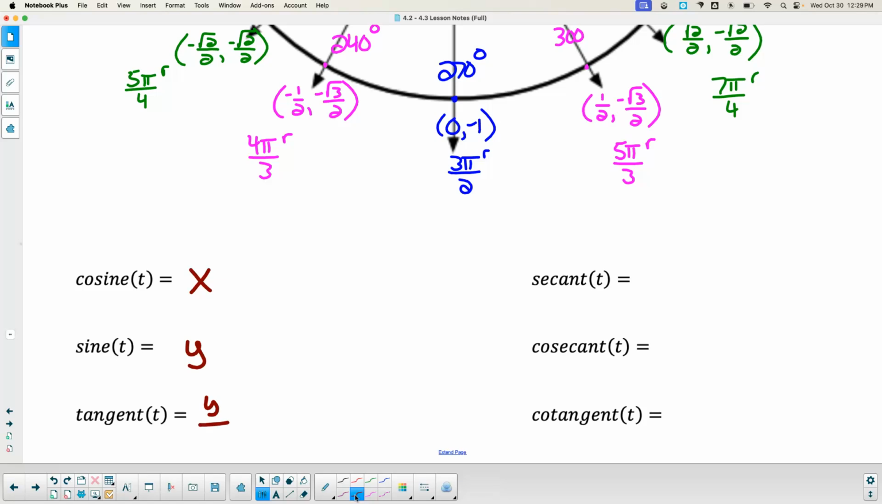Now in your packet on that sheet, you're going to have to switch around your secant and your cosecant again, just like we had you do yesterday. Okay, so it should be secant on top, cosecant in the middle there. Secant is what? 1 over x. Cosecant is 1 over y. And cotangent is x over y. If you go back a page, we will now put that into work based off of our unit circle.